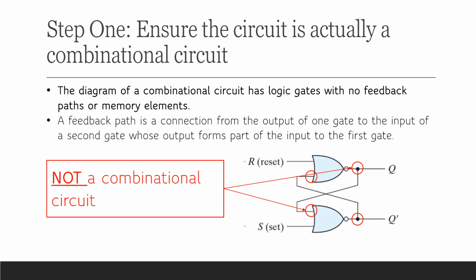So here we have an example of a sequential circuit where we can see that the value of Q, which is the output, is fed into this NOR gate as the input, and then the same thing with Q prime being fed into the NOR gate. So these are sequential circuits and they have feedback paths that combinational circuits don't have. In our diagram, we didn't see any feedback paths from the output to the input, so we can be confident that it's a combinational circuit.